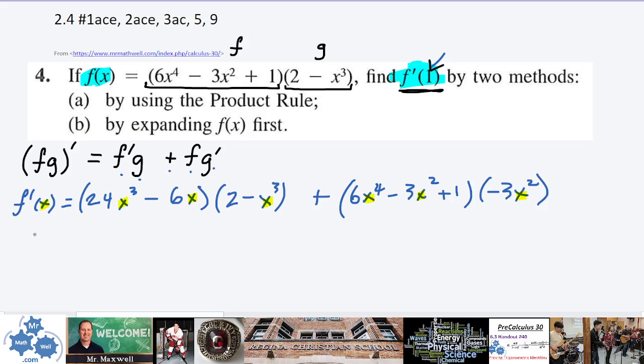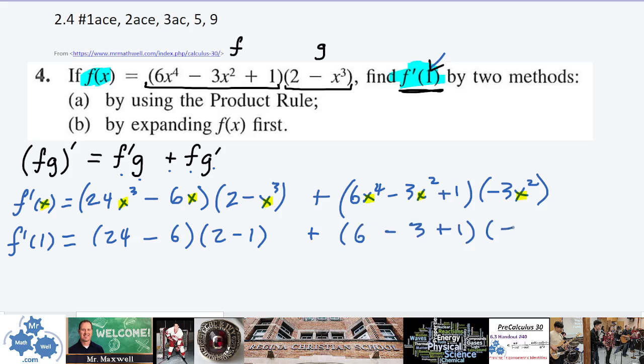All right, so f prime of 1 is going to be 24. Well, 1 cubed is all pretty easy, right? 24 minus 6 times 2 minus 1 plus, well, 1 to the fourth, 1 squared, that's all 1. So this is going to be 6 minus 3 plus 1 times negative 3. Okay, because again, I've substituted here, skipped a step, put 1 in for x everywhere. So f prime of 1 is 24 minus 6, what's that? 18 times 1, that's 18.